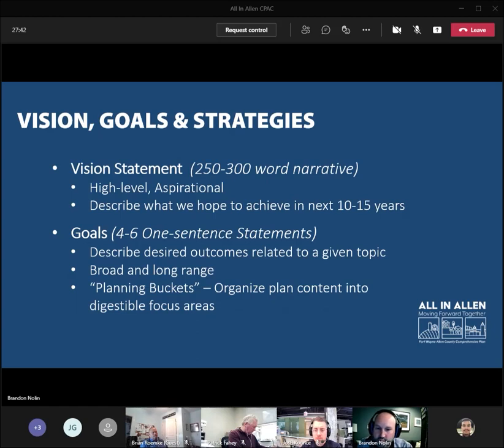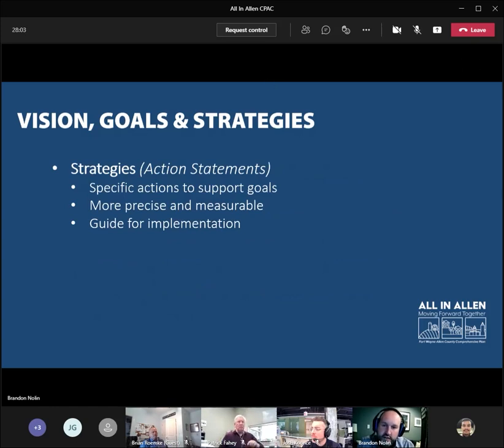Then there's the goal statements, which support that vision. These are what I would refer to as planning buckets. These are ways of organizing the plan content as it relates to each vision into more digestible focus areas. And with each goal, each planning bucket, we'll develop a series of strategies, and that's the next time we'll meet: to go over those strategies that support each vision and goals and are a bit more measurable and precise, and provide specific actions for the city, county, and the partners to implement.